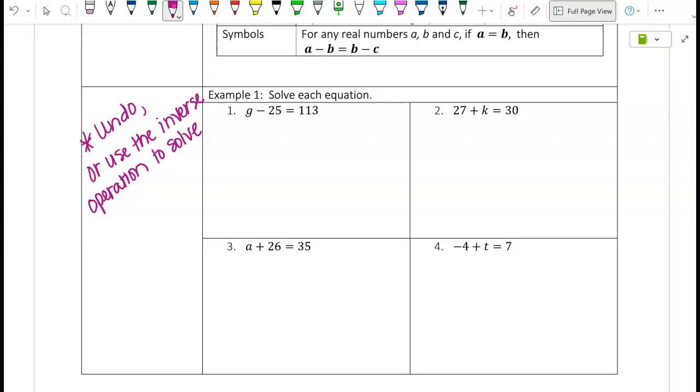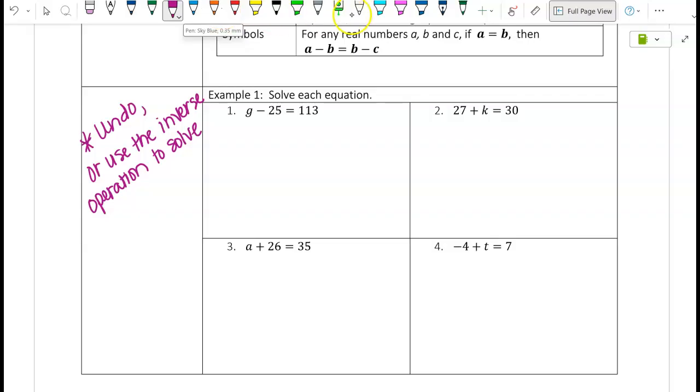So we undo by doing the opposite of what we see. If I see a problem has subtraction, that means I need to add. And the reason is because I need to get rid of whatever number is next to the variable. The whole goal in solving equations is to get the variable by itself. And I do that by moving everything away from the variable. So that is the goal here, to get the variable by itself.